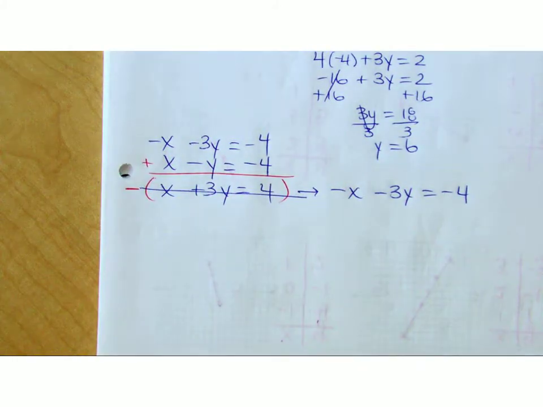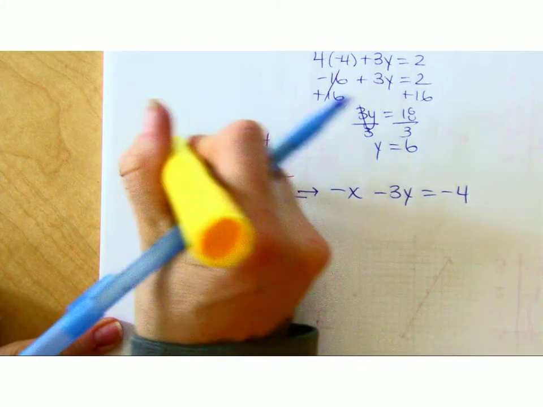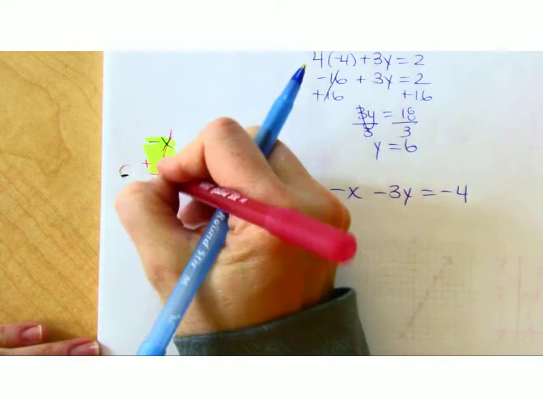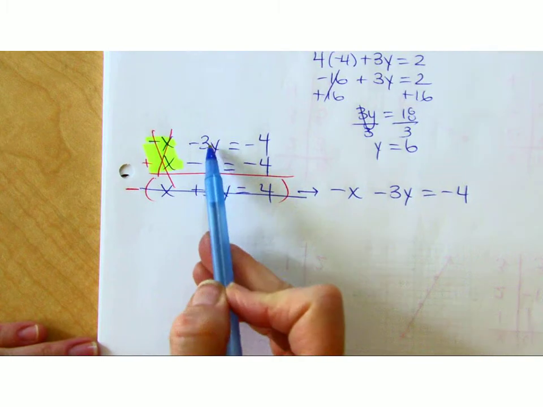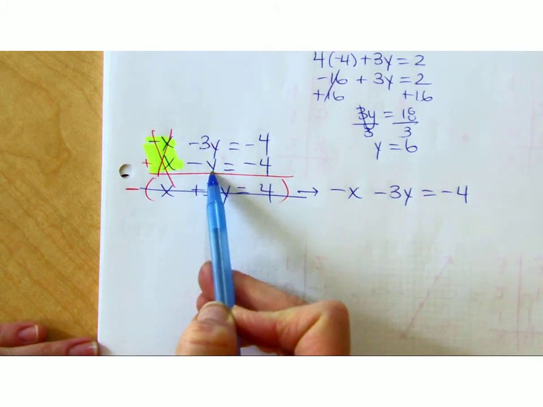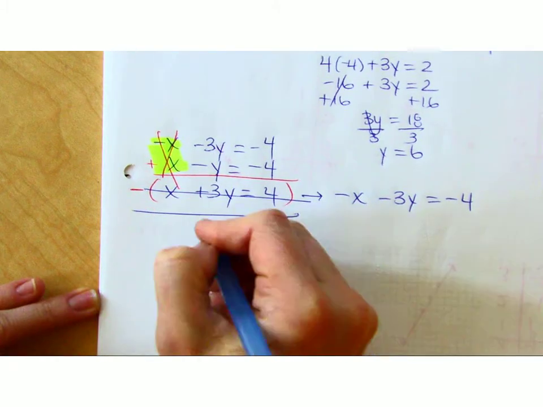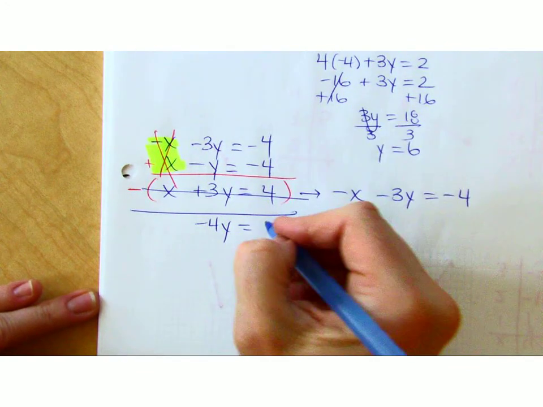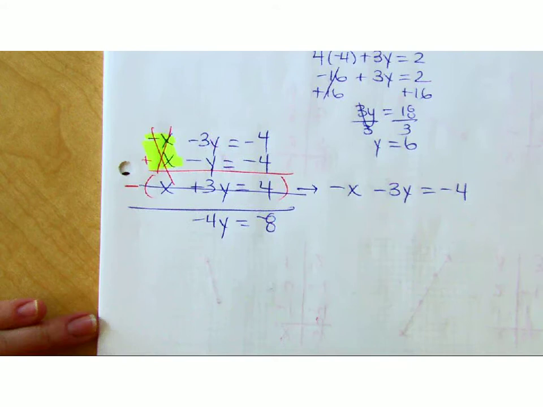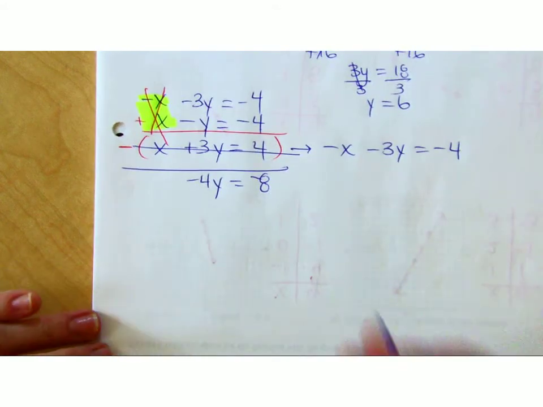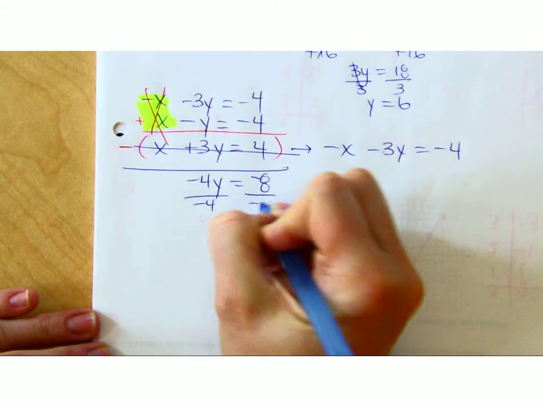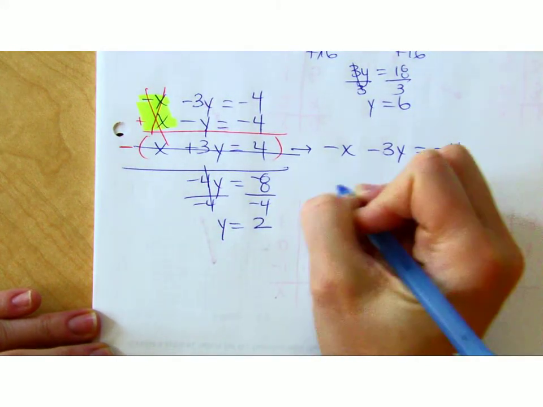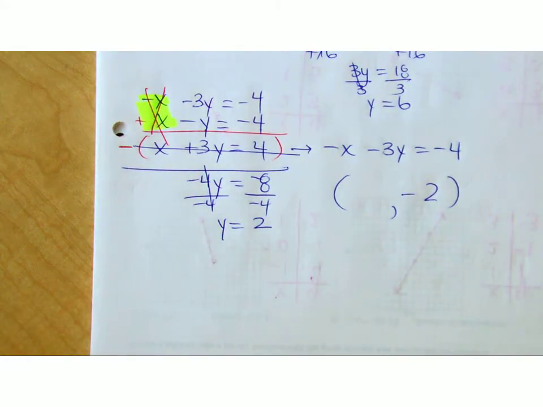But now are they ready to add? Yes. So my x's are going to completely cancel. That leaves me with a negative 3y plus a negative 1y is negative 4y. A negative 4 plus another negative 4 is negative 8. Am I going too fast? Are we good? Negative 4. And once I have one of my values, I know what to do to find the others.